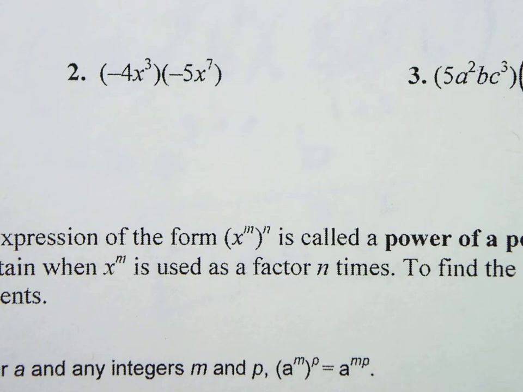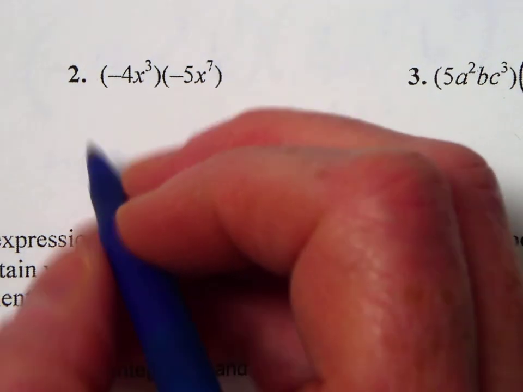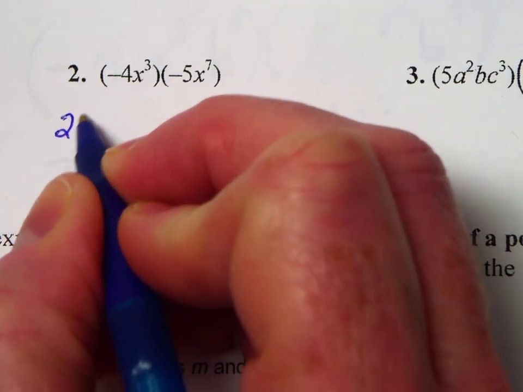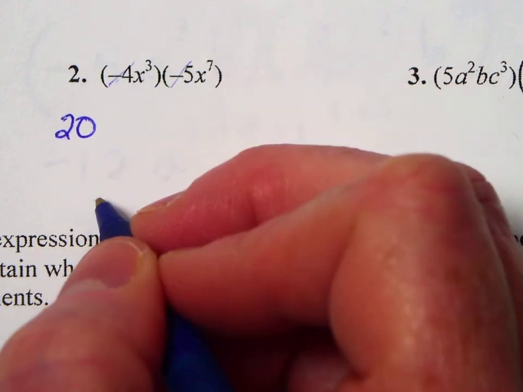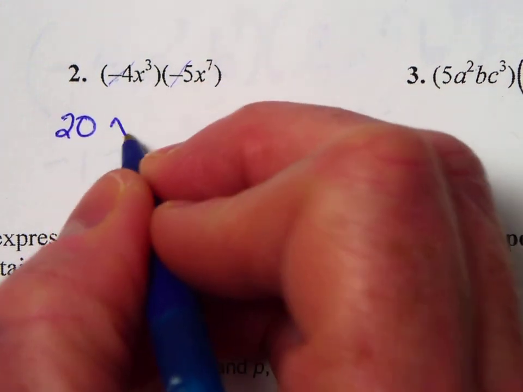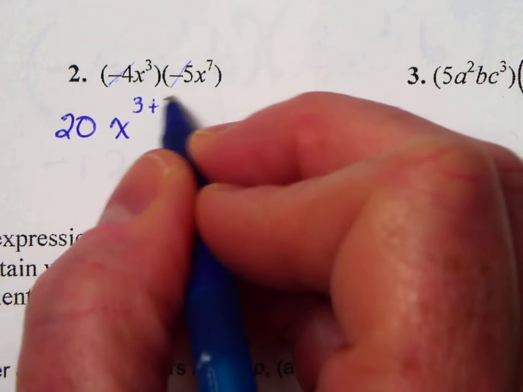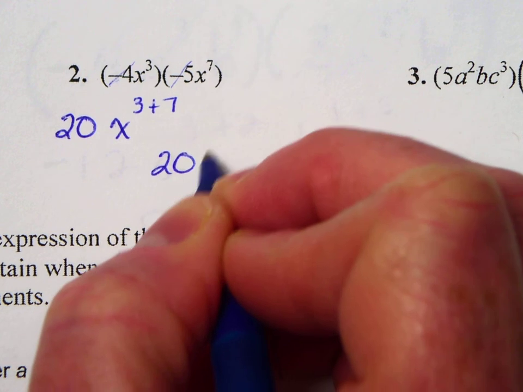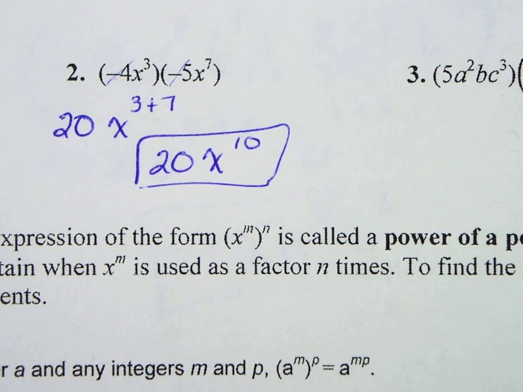How about number 2? What should we do first there? Okay, multiply 4 and 5. And you get a 20. So I took care of those guys. And I have x to the 3 and x to the 7, final answer, 20x to the 10. Any questions so far?